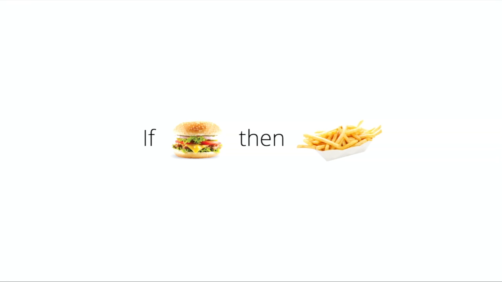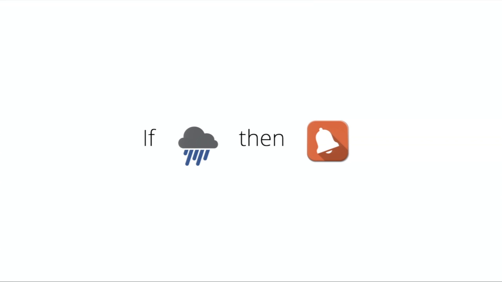So let's put it into perspective. If you order a burger, maybe you want fries with that, right? In more technological perspectives, maybe if it's raining or the weather's going to be bad, maybe you want to get a notification on your phone that lets you know, hey, it's going to be raining today, maybe you should grab an umbrella. So it kind of automates some things, right, for you.